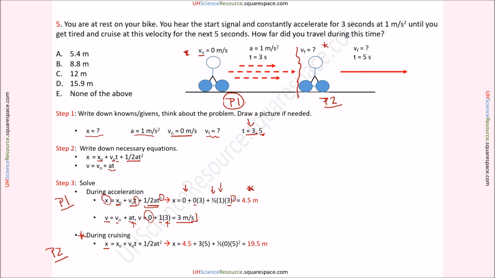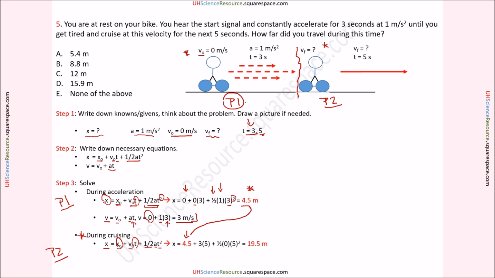So the distance we traveled while we were cruising is going to take into account the position that we initially were at, plus the initial velocity times the time, plus 1/2 the acceleration times t squared, or time squared. And that's going to give us the distance we traveled. Okay, so now our initial position is going to be the 4.5 meters we had traveled during the acceleration part.